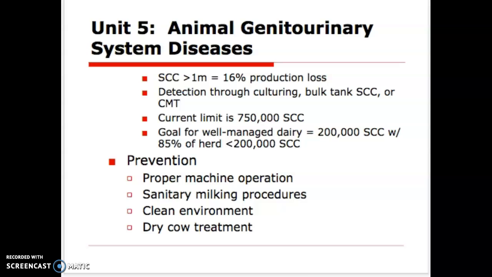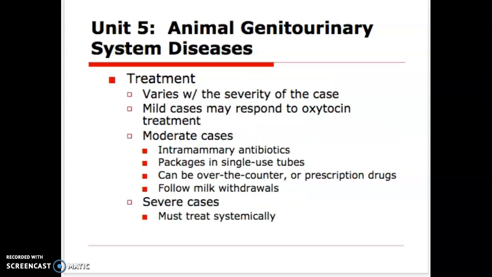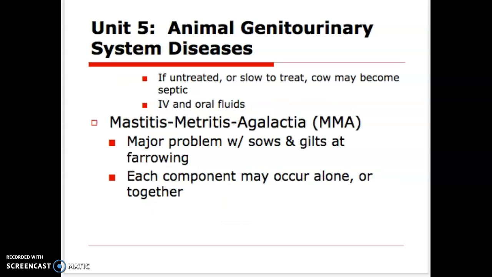So detection through the bulk tank testing. Our current legal limit in the U.S. is 750,000. If your herd surpasses that, you don't get to ship milk anymore. So prevention: clean machines, sanitary procedure, clean environment, good dry cow therapy, treatment protocols. Intramammary infusion of antibiotics is really critical, whether it's over-the-counter or prescription drugs, but most likely work with your veterinarian and make sure that you follow all milk withdrawal periods. If you have to go systemically and treat with intravenous or intramuscular antibiotics, make sure that you read and follow all label directions on those types of things.